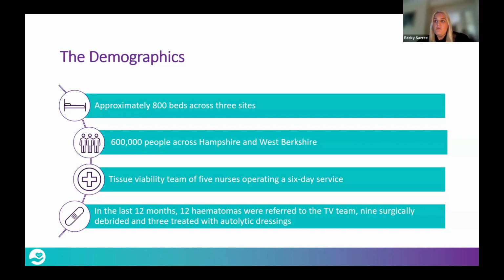The situation prompted an important question for us. Could those 9 patients have avoided surgery if a more effective pathway had been in place? This question then led us to reevaluate and redesign our approach to the management of haematomas, and we aimed to develop a pathway.